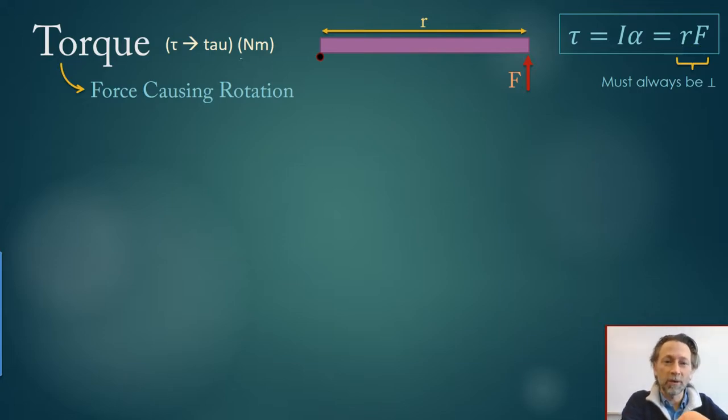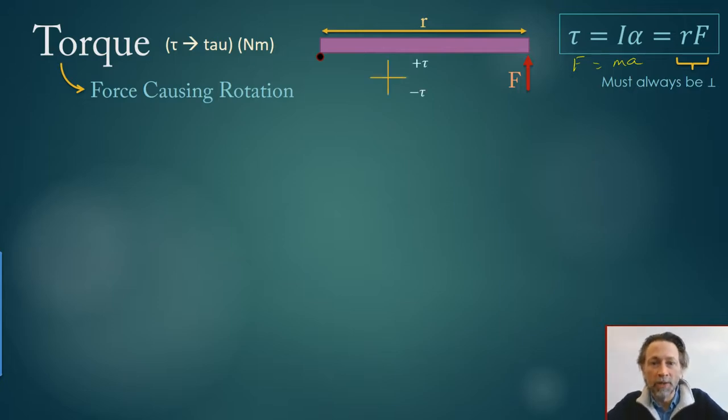The units are literally caused from that r times F, which is going to be Newton meters. The symbol for torque is the Greek lowercase tau. There is also the equivalent of Newton's second law: where we have F equals ma, we have torque equals I alpha. I is your moment of inertia, which mirrors the mass's inertia, and alpha is your angular acceleration, which mirrors acceleration.